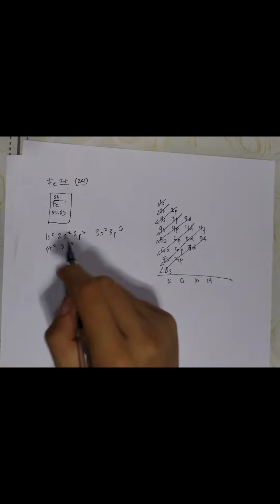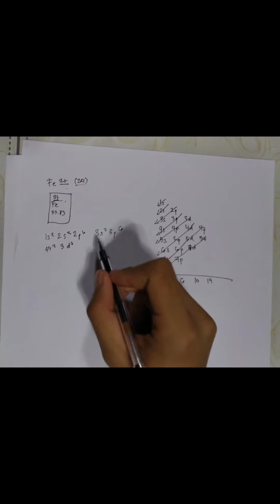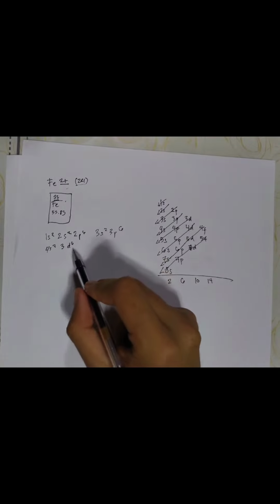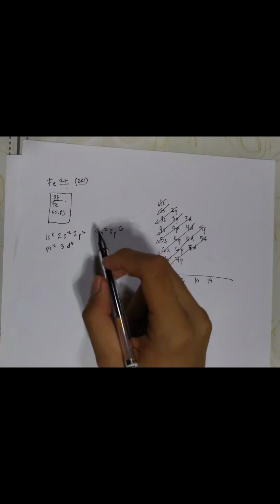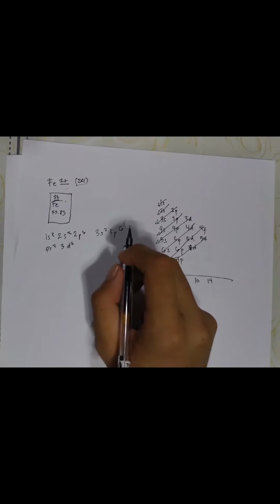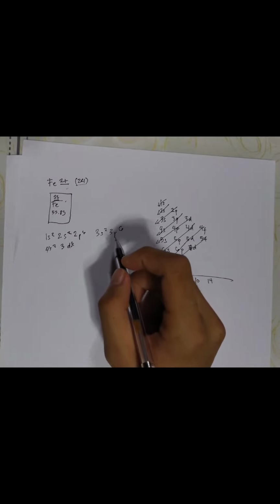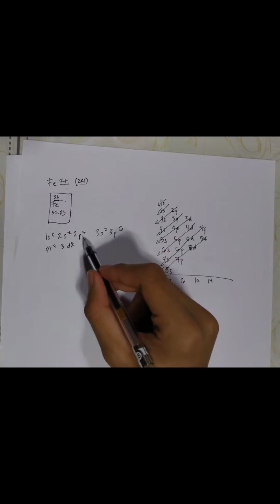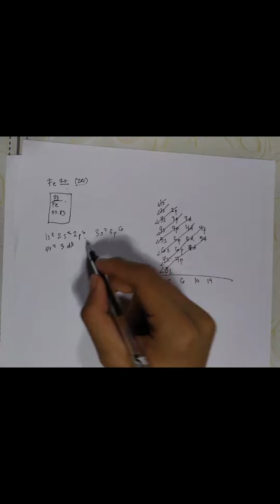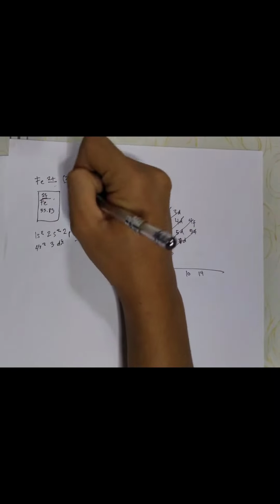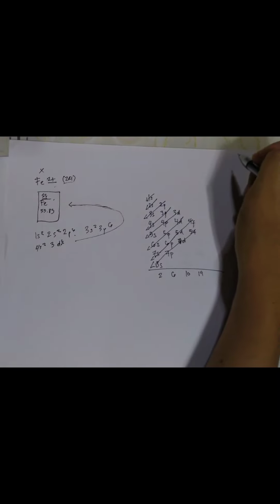After 4s comes the 3d sublevel. Now d can hold up to 10 electrons, but we only need 6 more. So I write 3d6. This is the electron configuration of Fe, but not Fe2+. So here is the total of 26 electrons.